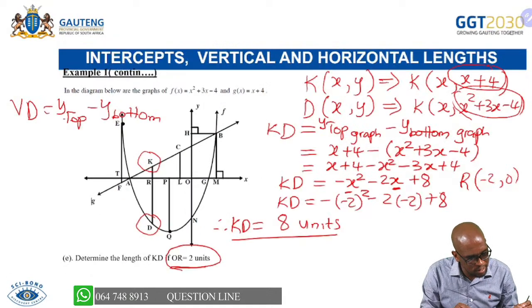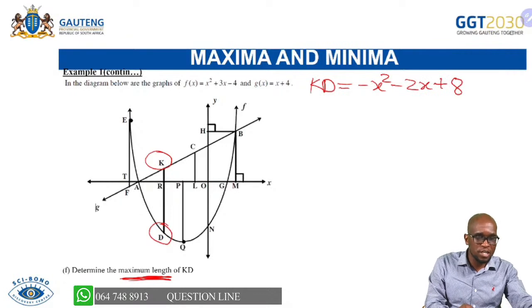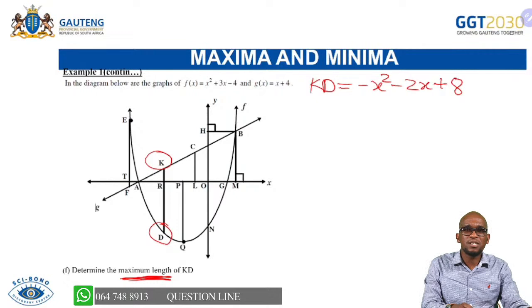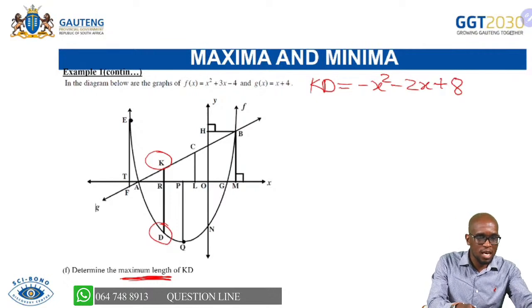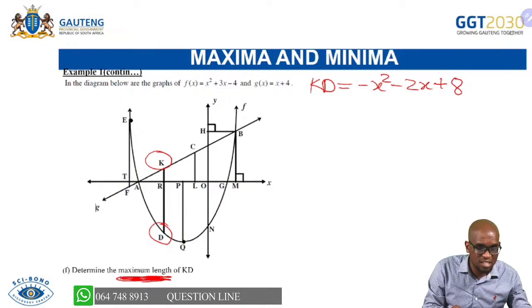We said it's minus x squared minus 2x plus 8. So minus x squared minus 2x plus 8. That is the expression for KD. Now, if you check this equation, you can see that it is the same as the equation of a parabola. This is parabolic, and they are looking for maximum length.